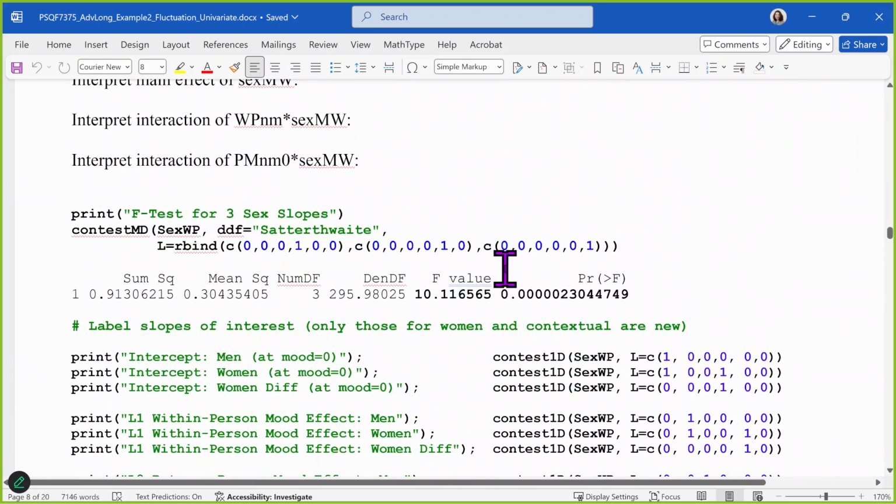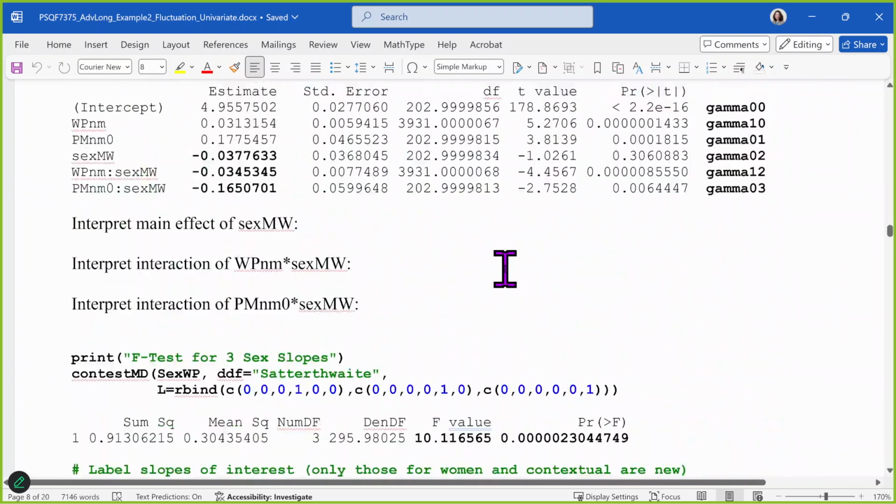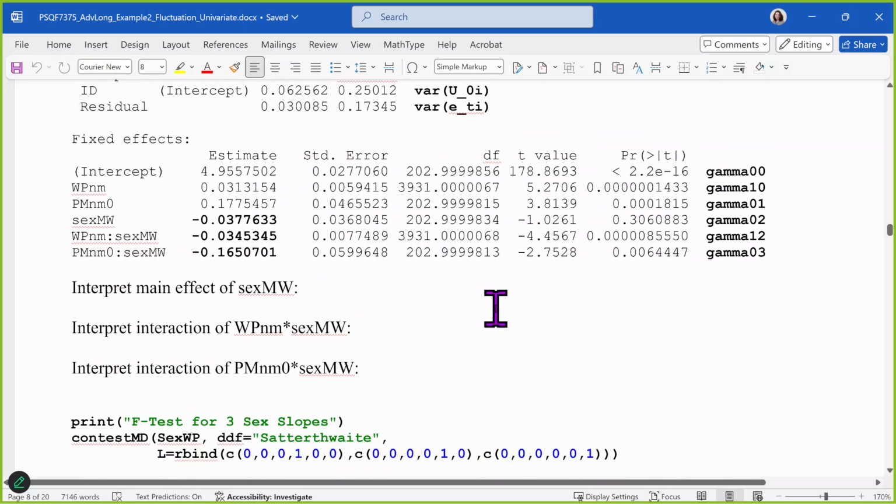Go back to the output. So in terms of effect size, there's only two variance components in this model. There's a level 2 intercept, and then there is a level 1 residual. Which variance did the main effect of gender account for?